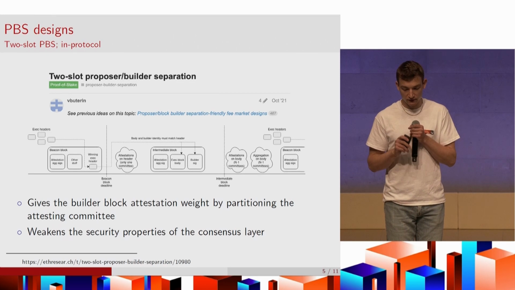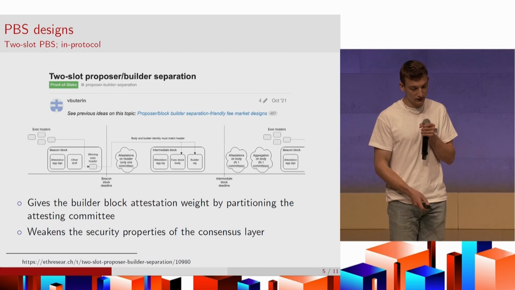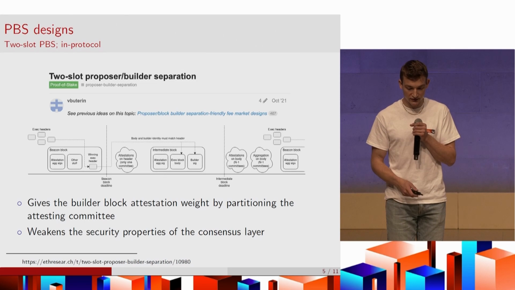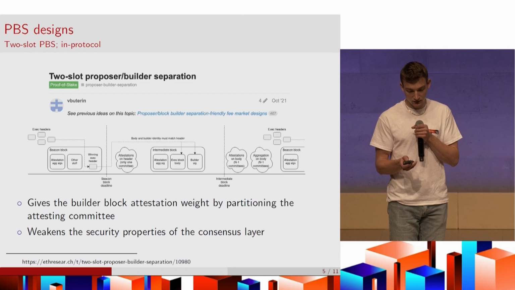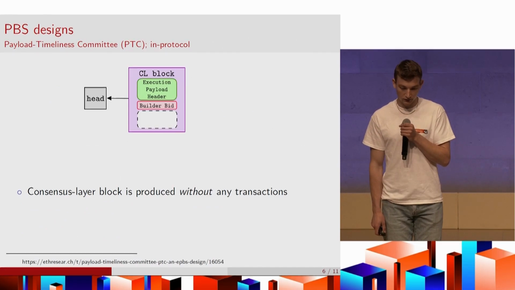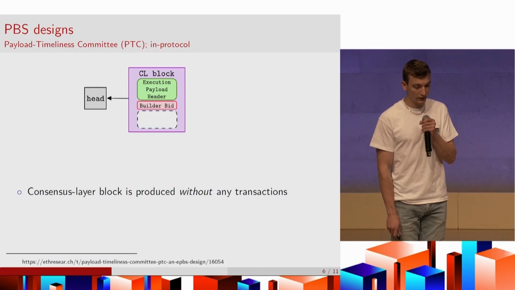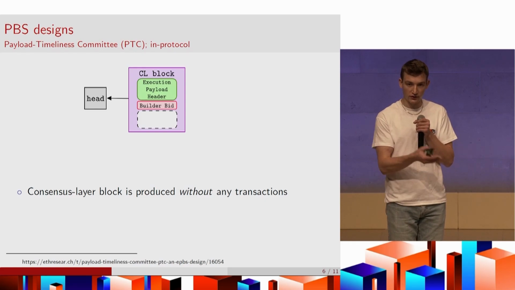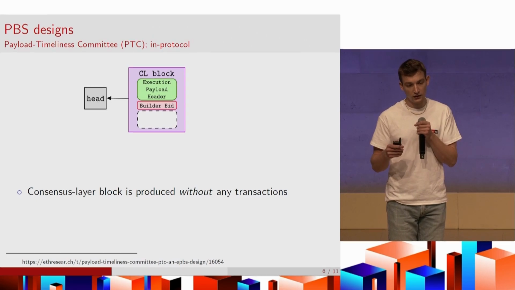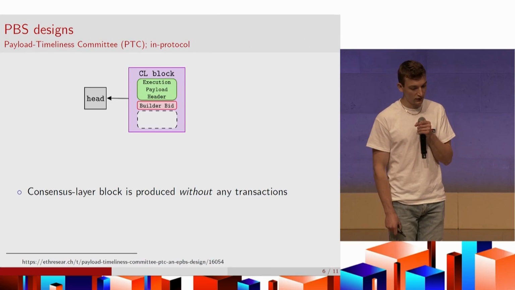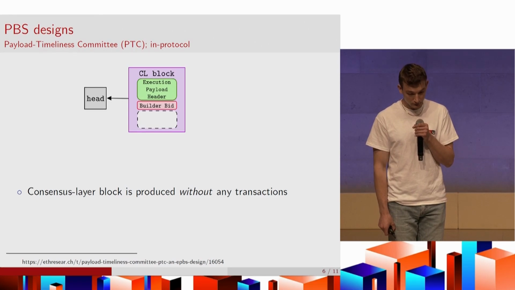And the TLDR of this is that it actually weakens the security properties of the consensus layer. And I won't go into the details of this now, but because of this, we thought of a new design, and this is pretty recent. This is a few weeks ago, and it's called the Payload Timeliness Committee. And this is another in-protocol solution. I should say the previous solution was also in-protocol. So these are changes to the consensus spec that facilitate the PBS implementation.